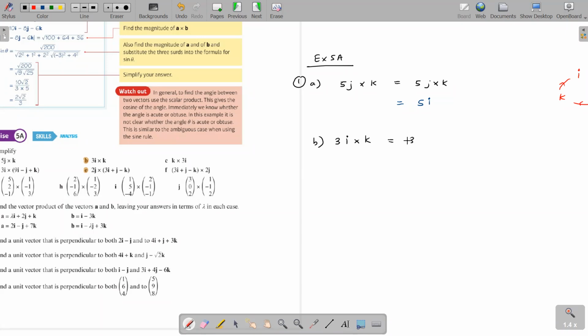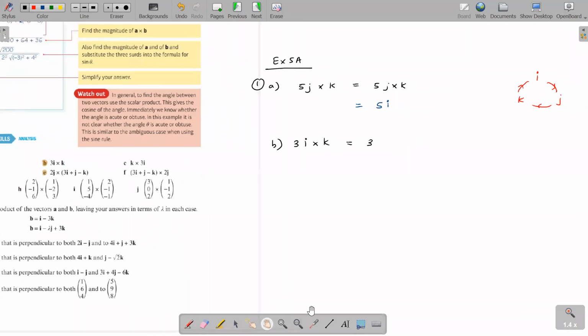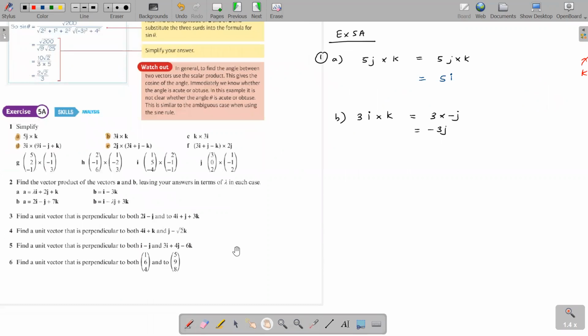Is basically a constant. Now, who is i cross k? I cross k gives you, because you're going against this arrow, you get what? Which vector? You get not just j, minus j. So you end up getting minus 3j. Part D. Means that i not j. i cross k is minus j.